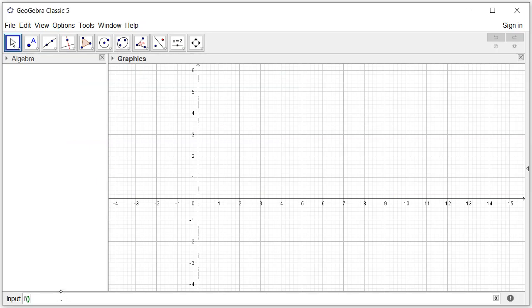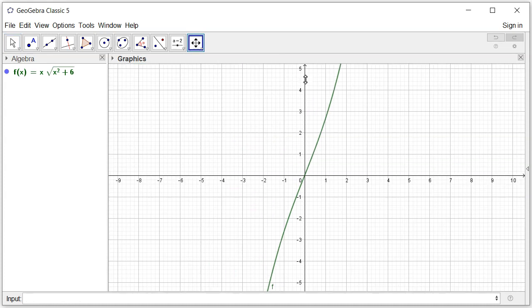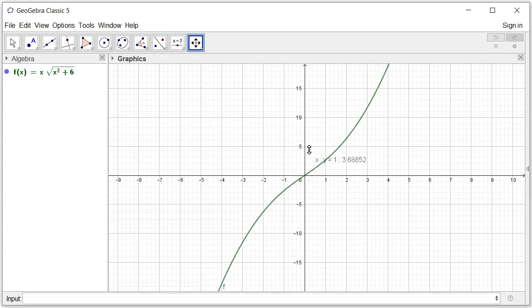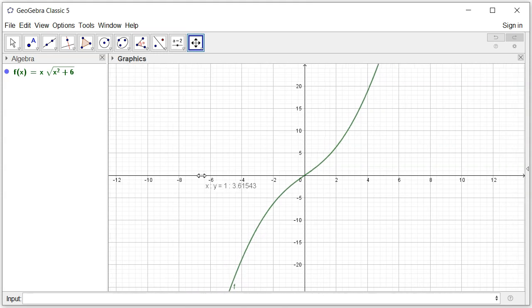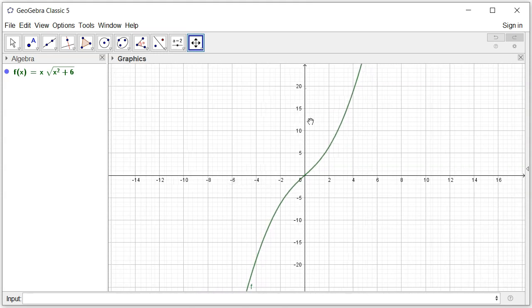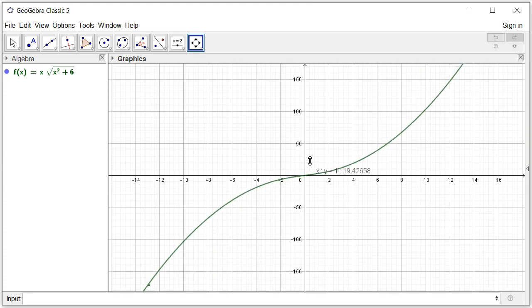I'm going to put f of x equal to x times the square root of x squared plus 6. So the picture looks like this. Maybe I'm going to squish it a little bit here, since it's going from negative 12, and maybe I have to squish it even more. All right, so the integral of a function f going from negative 12 to positive 12 is going to look like that.